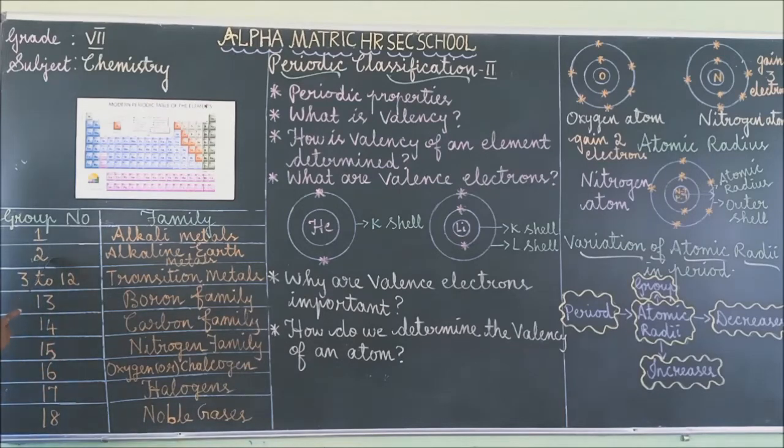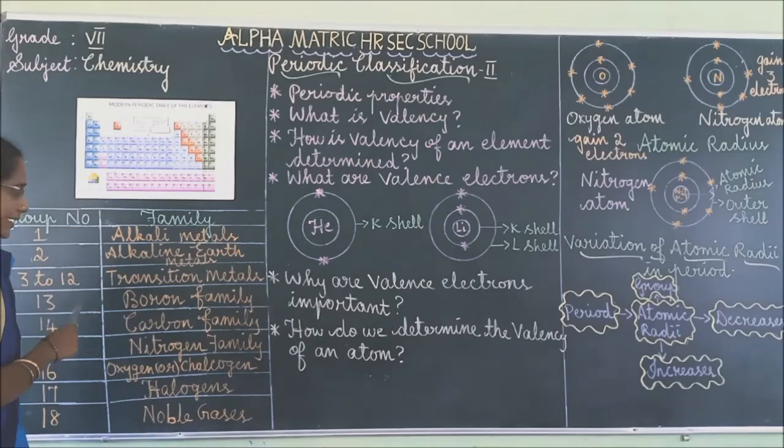Next one, group number 2 are called alkaline earth metals. All the elements present in group number 2 come under alkaline earth metals. So this is group 2. Here beryllium, magnesium, calcium, strontium, barium, radium, all these elements come under alkaline earth metals. Both alkali metals and alkaline earth metals are highly reactive elements.